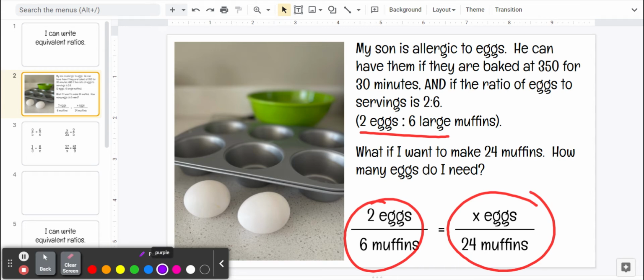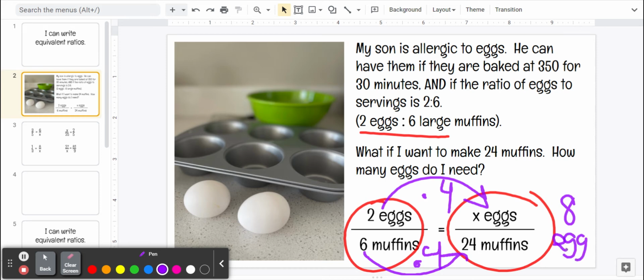Okay. So then I'm going to look at my numbers. I can compare 6 and 24. 6 times what is 24? I'm just going to use my multiplication facts. I know that 6 times 4 is 24. I'm going to make 4 times as many muffins, so I need 4 times as many eggs. So I'd also have to multiply that one by 4. So my answer would be 8 eggs.